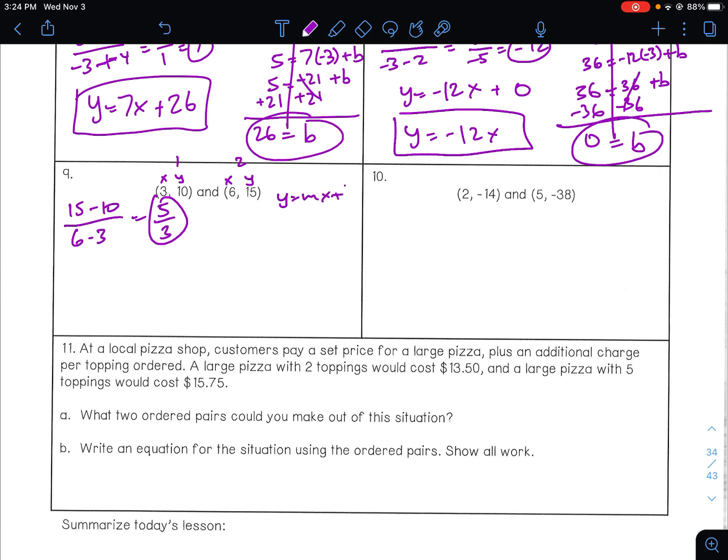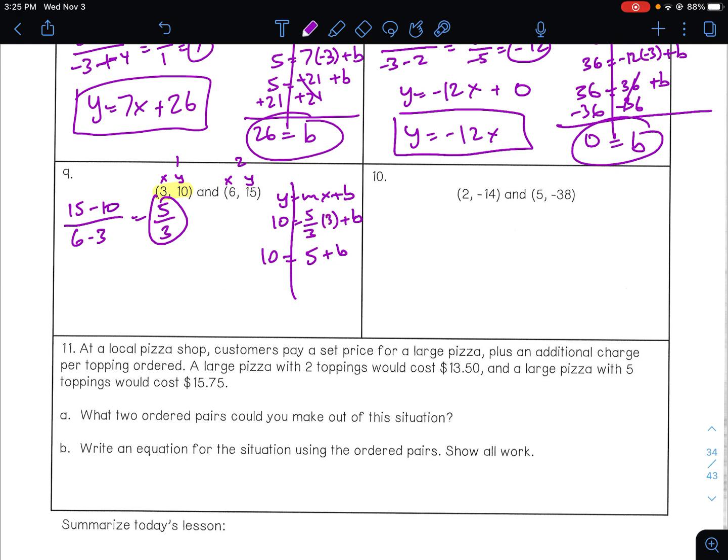Let's do y equals mx plus b. Let's go with these numbers because they're smaller. y is 10, equals m, which is 5 over 3, times x, which is 3, plus b. 5/3 times 3 is actually just 5. You could just multiply by the top and divide by the bottom. 5 times 3 is 15, divided by 3 is 5.